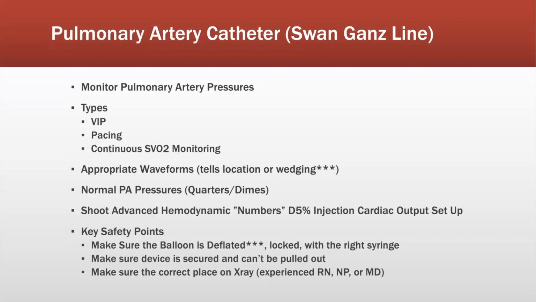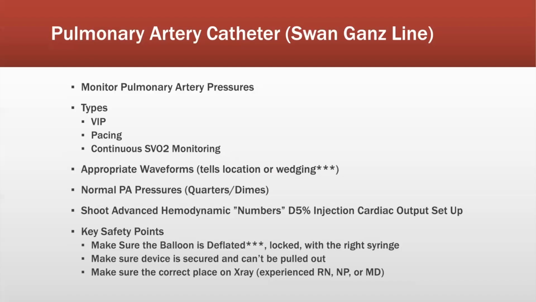Normal PA pressures are quarters over dimes, and you can shoot your advanced cardiac numbers. You might hear, we need you to shoot numbers. This is talking about injecting off the D5 port there to get your advanced hemodynamic monitoring numbers like your SVR, your cardiac index, your cardiac output, things like that.